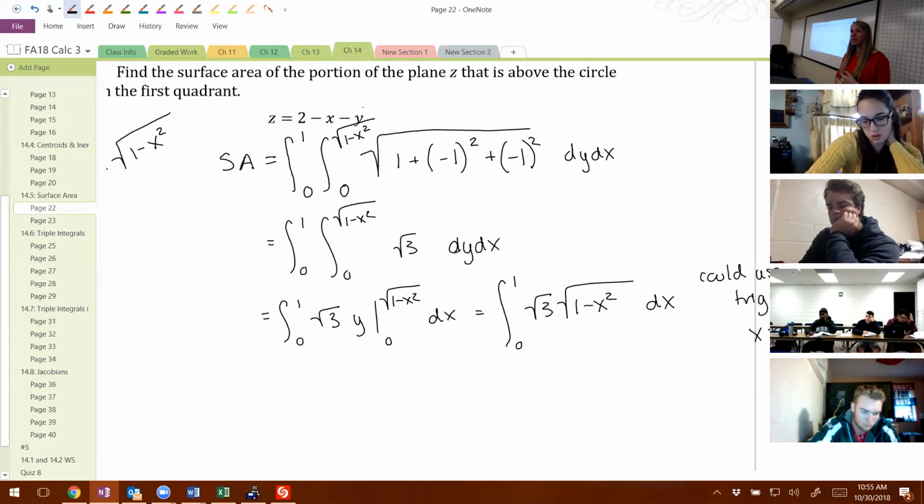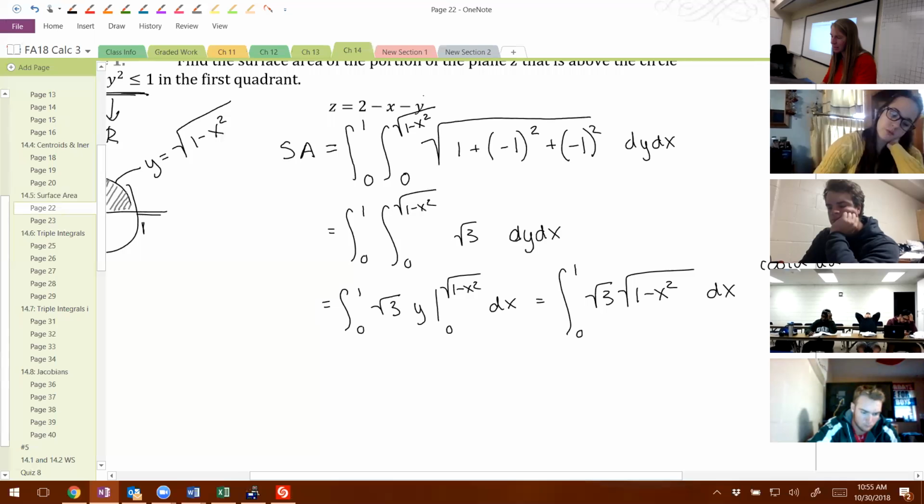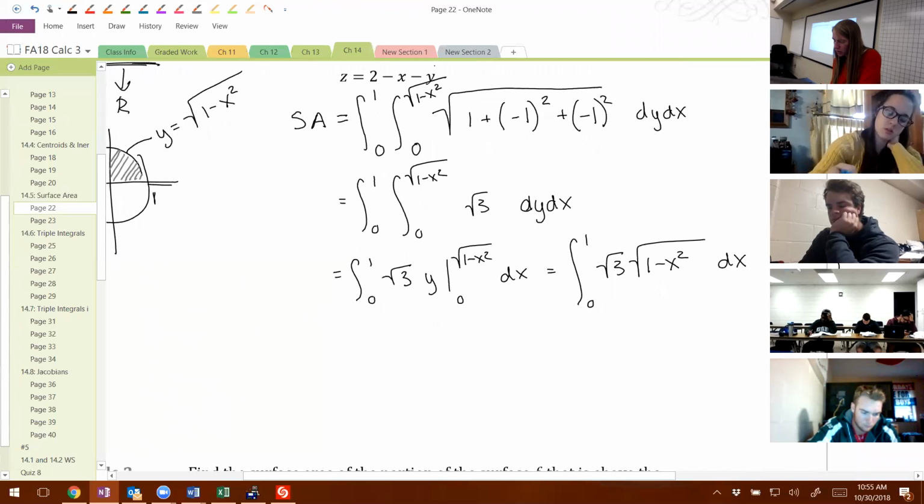If you hit something like this on a test, you could go back and approximate. But actually, we can switch to polar coordinates now, and we can make this problem work. So that's something different than what we've done before. So let's try that.